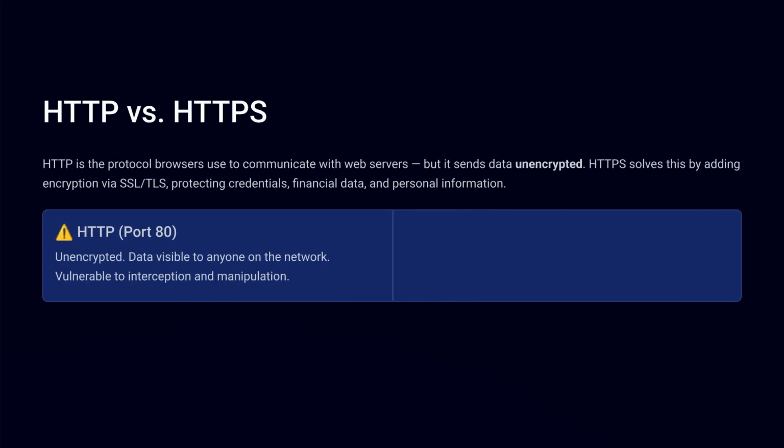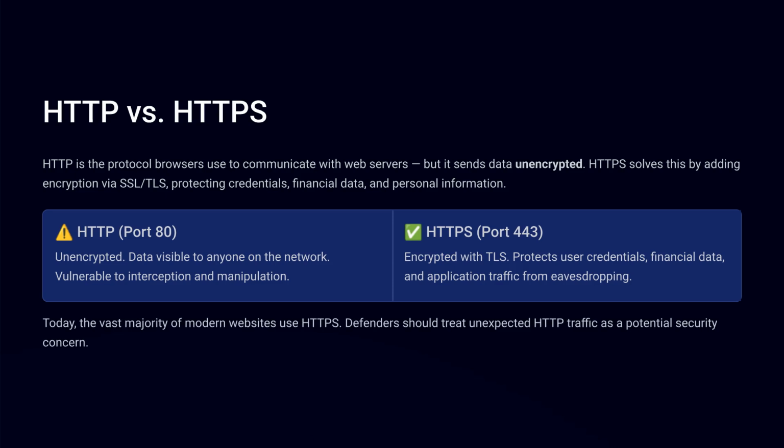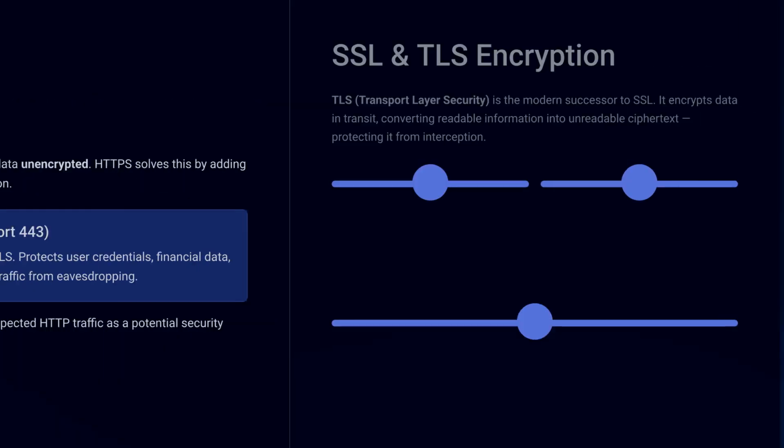HTTP sends data unencrypted over port 80, making it vulnerable. HTTPS uses port 443 and adds SSL/TLS encryption, protecting sensitive information. Defenders should treat any unexpected HTTP traffic as a security concern, as most modern websites use HTTPS.